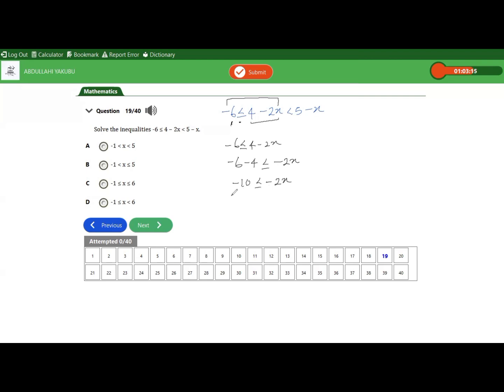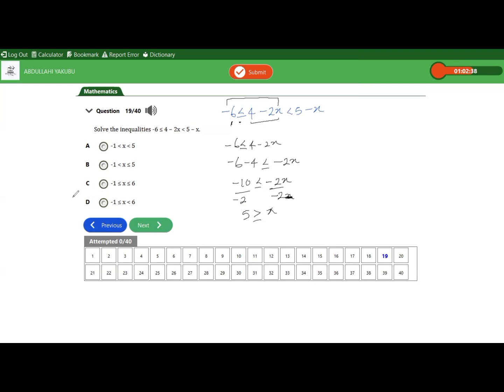Is that clear? Now here, we are dividing by minus 2. Because we are dividing by that, minus 2, then I'm going to have 5. This less or equal to sign will change to greater or equal to, minus 2x divided by minus 2, in order to make x subject of the formula. Because we are dividing by minus 2, the inequality sign will change to greater or equal to x. So this is what we have for this one.